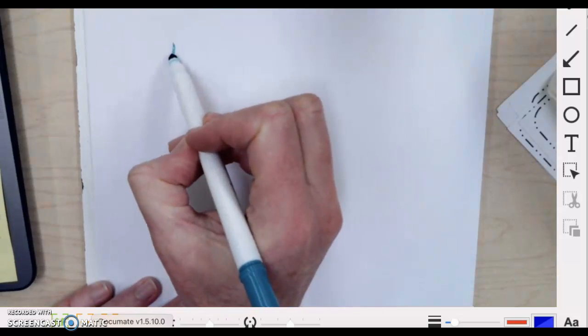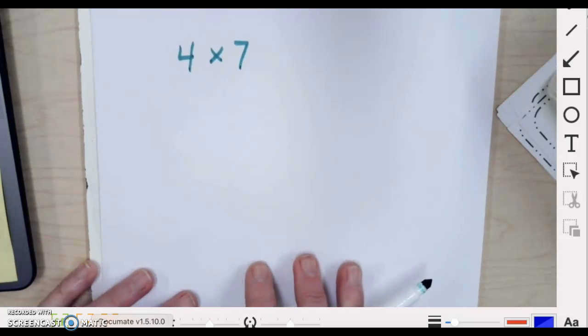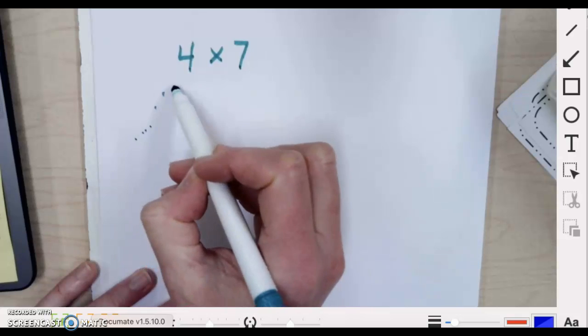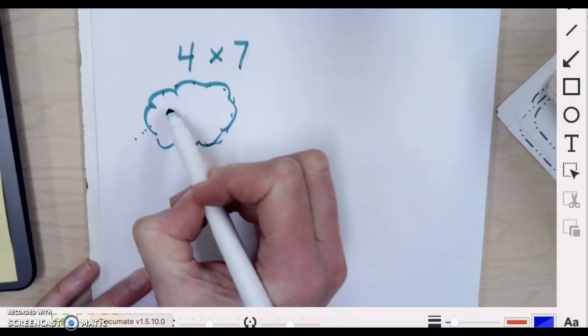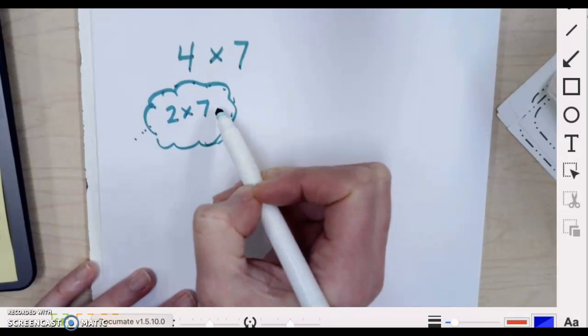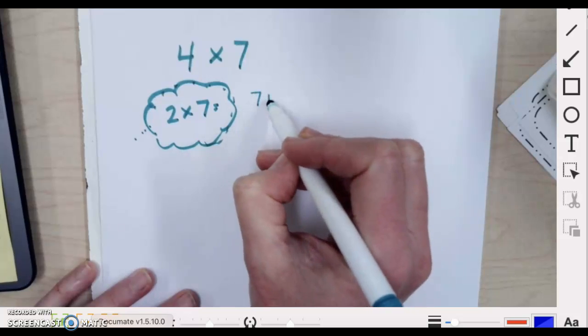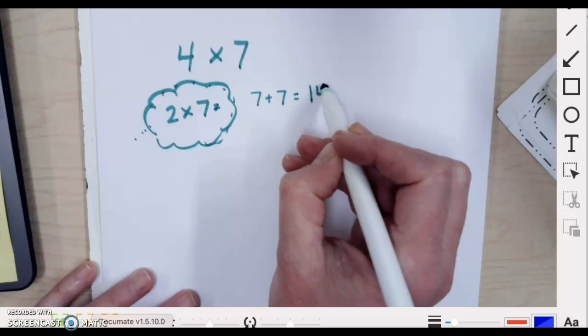Let's say I have 4 times 7. I need to figure out 4 times 7. Well, in my head, this is what I can be thinking: 2 times 7 is equal to what? 2 times 7 is 7 plus 7. So 2 times 7 is 14.